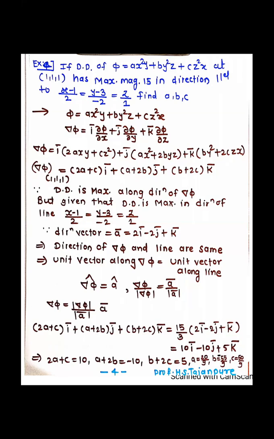Send me that answer through your chat box. Yes, a equal to 2.22, then b is minus 6.11, and c equal to 5.55. Yes, correct. Aditi, Shubham, Rutuja have replied. Yes, c equal to, yes, correct.